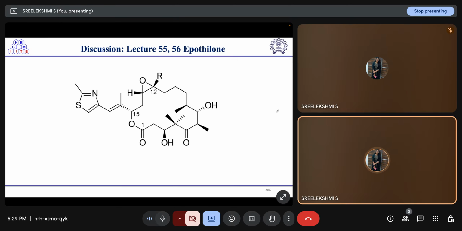Now, epothilone's synthesis was also reported by Schinzer and Danishefsky's group. So, there we have seen in this lecture 56 the application of stereoselective aldol reaction in the total synthesis of epothilone A by Schinzer's group, and Suzuki coupling and macrolactonization in the total synthesis of epothilone by Danishefsky.